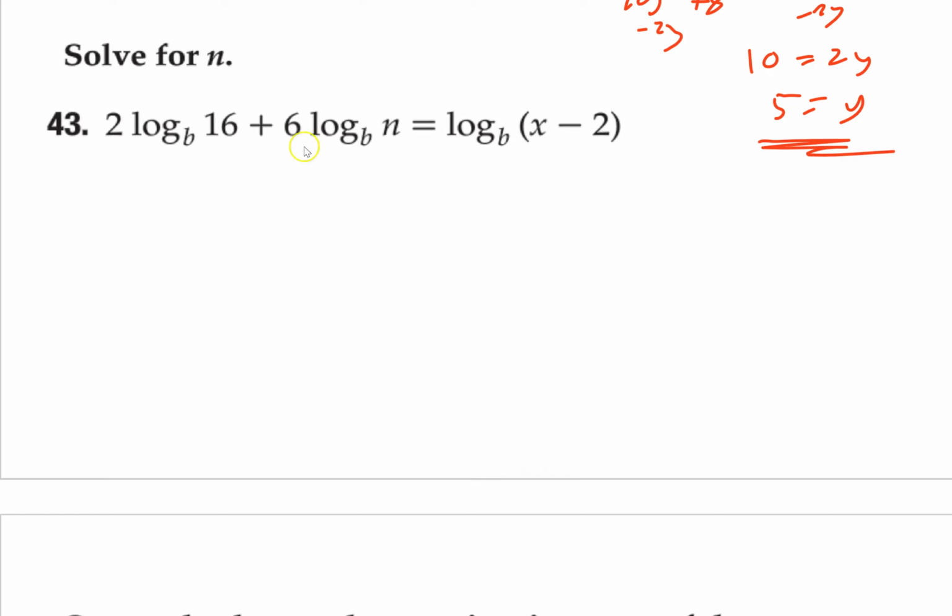So look at this one. This was interesting. Solve for n. Now look, there's a lot of variables here. There's b's for bases. There's an x there. I don't care about any of those. I just want to solve for n. Remember the way we solve for n, or you solve for any variable? Is you isolate it. So let's get this thing by itself.